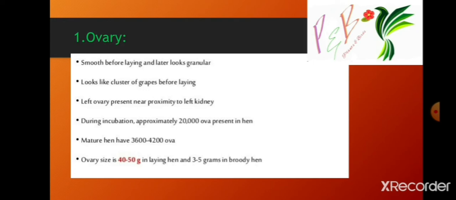At the embryo stage, there are 20,000 ova present in the hen. But when the hen matures, only 3,600 to 4,200 ova are present. Ovary size is 40 to 50 grams in a laying hen, which is very important, and 3 to 5 grams in a broody hen. It decreases by more than 90%.